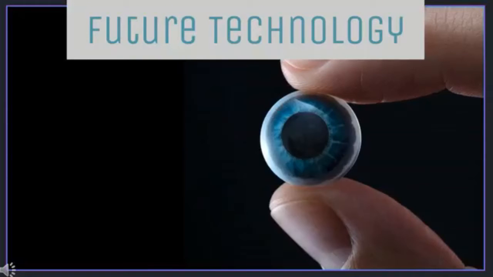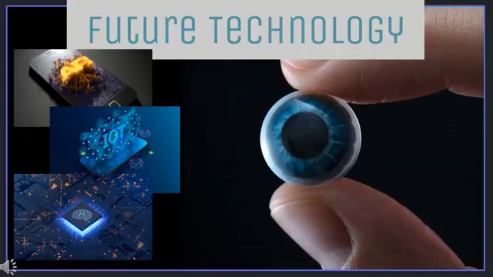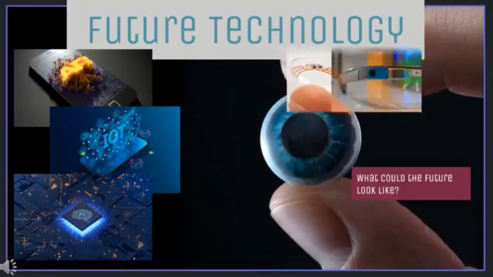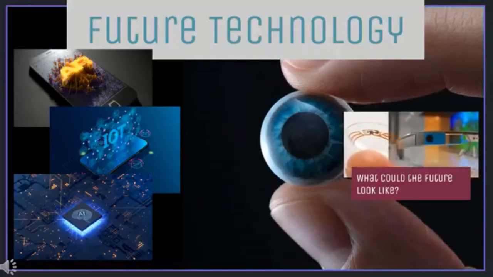I will continue our presentation with the future technology. So, before this, we have learned about AR, IoT, and AI. By combining all of these three powerful technologies, we are going to have a look at the future. What could the future look like? Before this, we were using smart glasses in our daily life. Today, we are going to learn about something new, which is the smart lens.